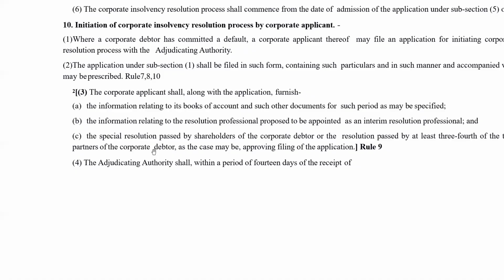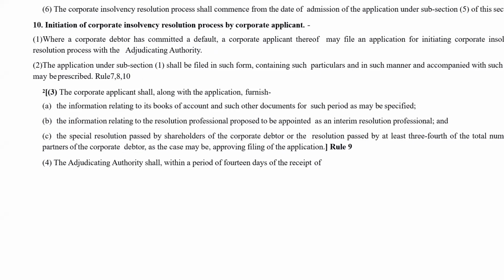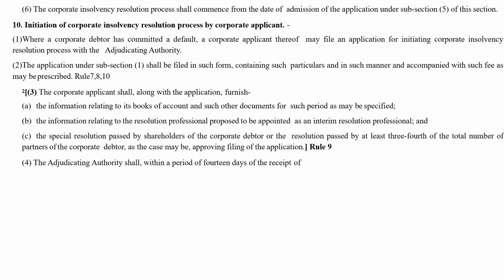Section 10 says initiation of corporate insolvency resolution process by corporate applicant. What does it say? Where a corporate debtor has committed a default, a corporate applicant thereof may file an application for initiating corporate insolvency resolution process with the adjudicating authority. The application under subsection 1 shall be filed in such form and manner as may be prescribed. So we have to see the rules, what the form number is, etc. And what are the documents to be furnished?